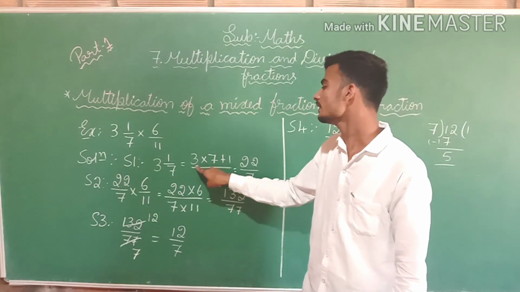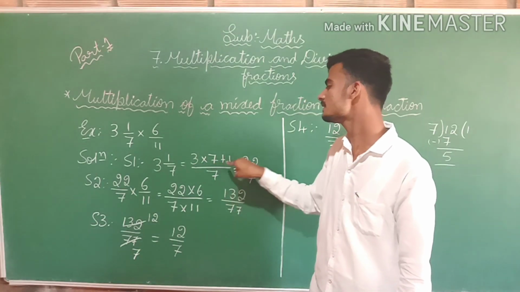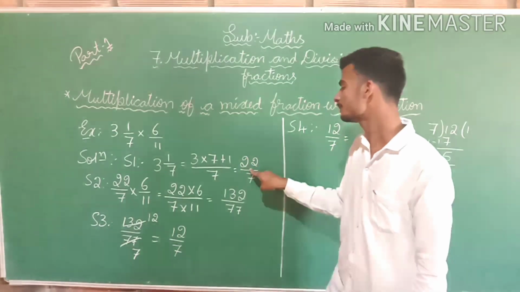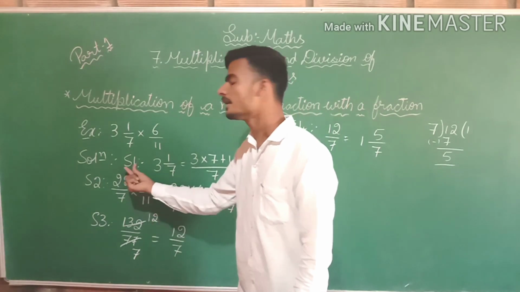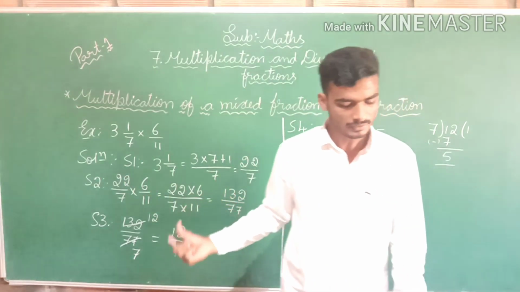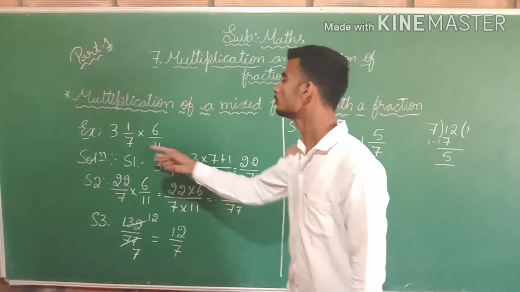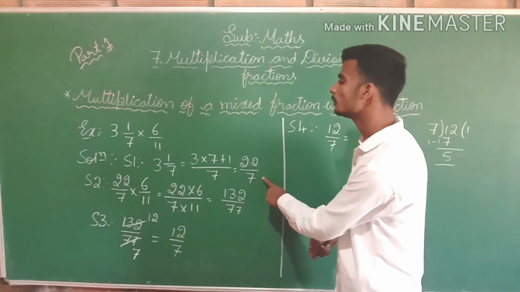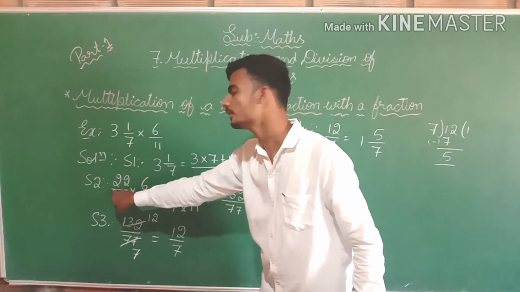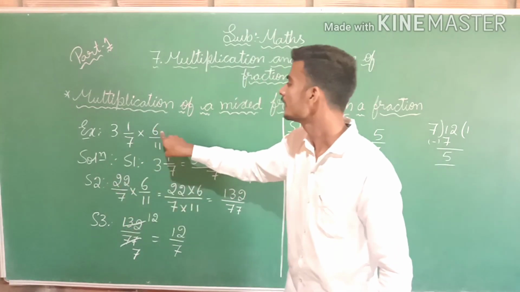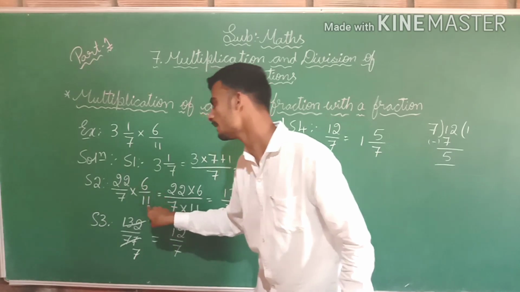Then what will you get here? 7 3s are 21, plus 1, you will get 22. So 22 by 7. This is step 1. Then in step 2 what we have to do? Now we got an improper fraction, 22 by 7. 3 whole 1 by 7 means 22 by 7 we got here. Then into 6 by 11.